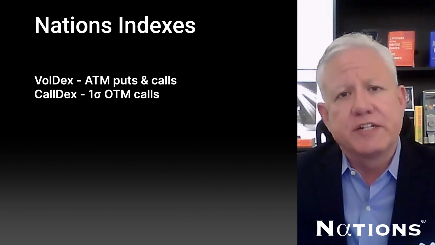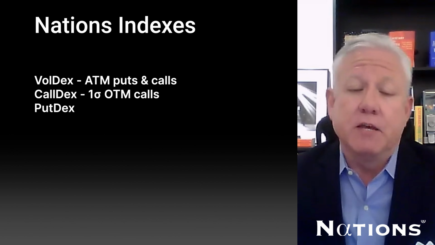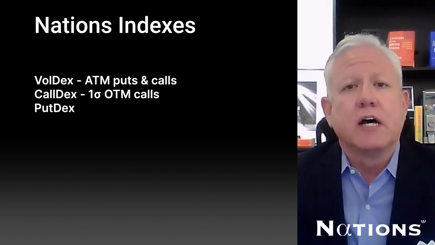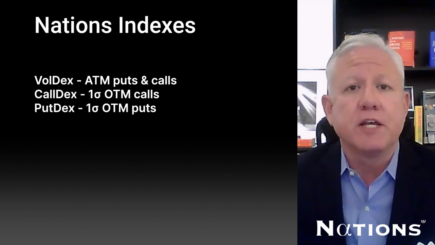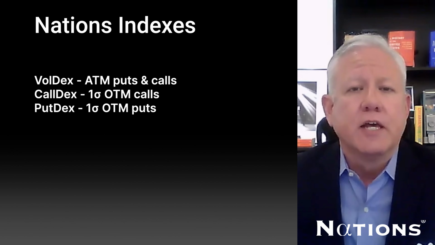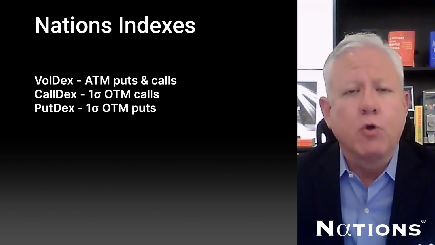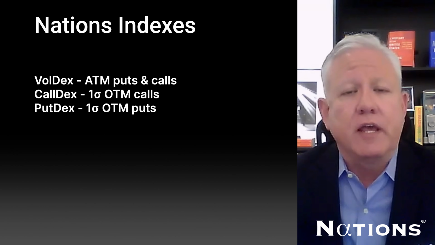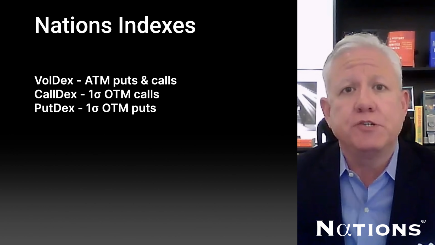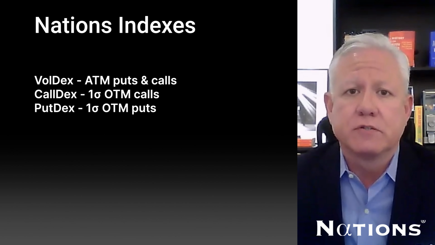Our third volatility index is PutDex, and it measures the normalized cost of a one standard deviation out of the money put. Again, by knowing the value of PutDex, we get more information. And again, we're trading with information, not a hunch or a guess.